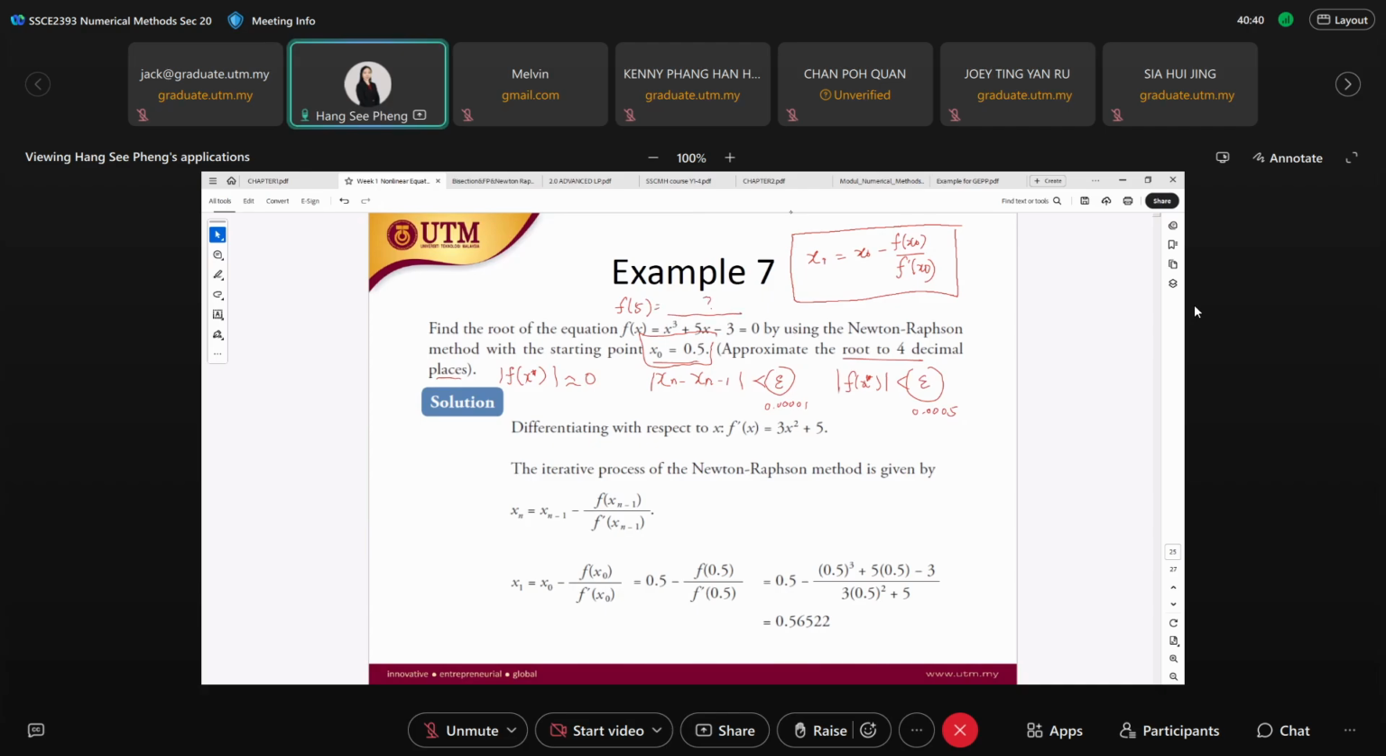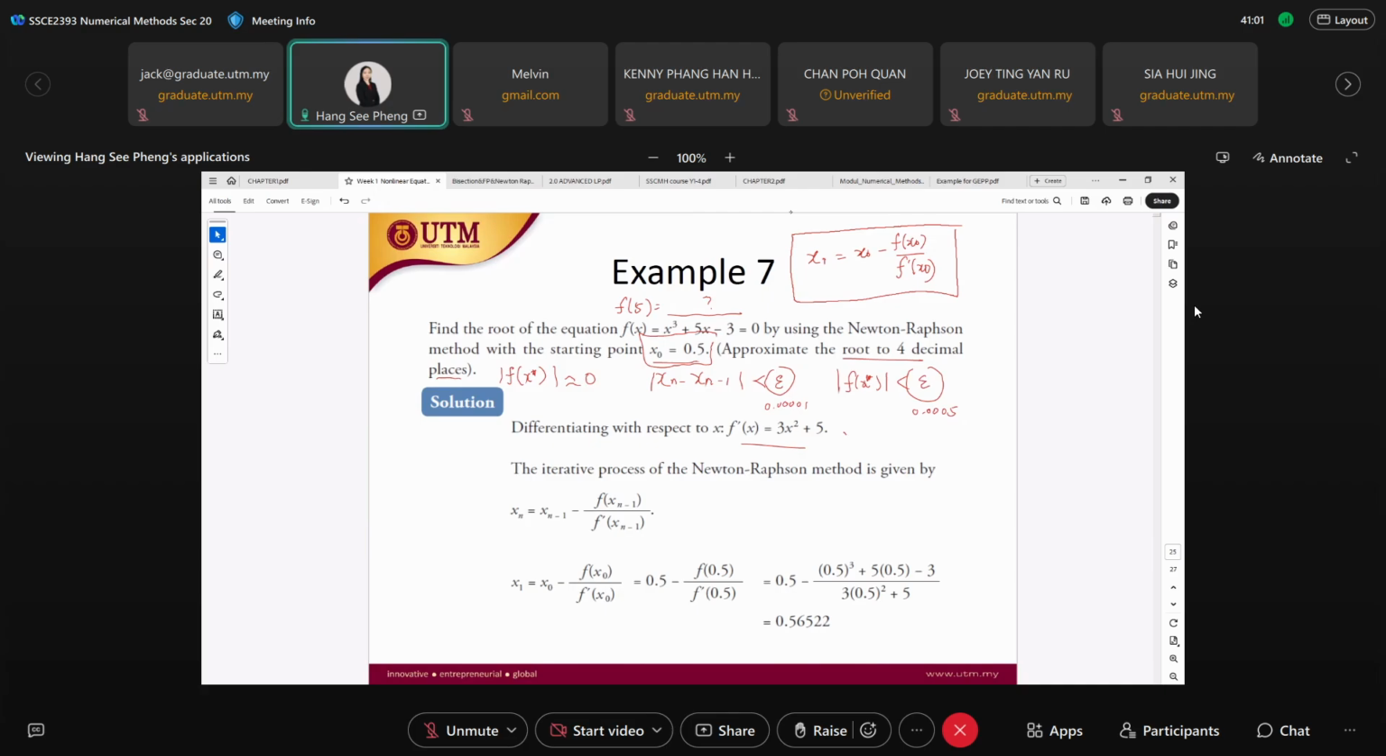But how about f prime? In this question, it does not give you f prime, so you need to know how to differentiate it. Differentiate the f of x: x power 3 becomes 3x squared after you differentiate it. Differentiate the 5x, you have the 5. Differentiate the 3, you have the 0. So this is the f prime.